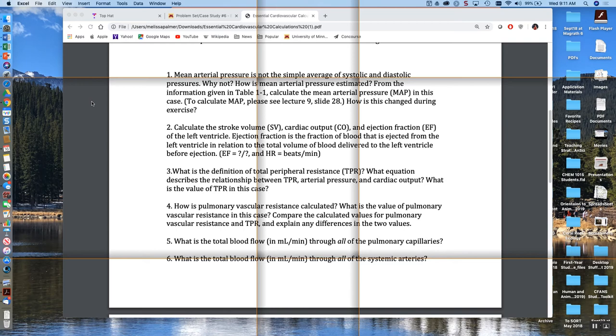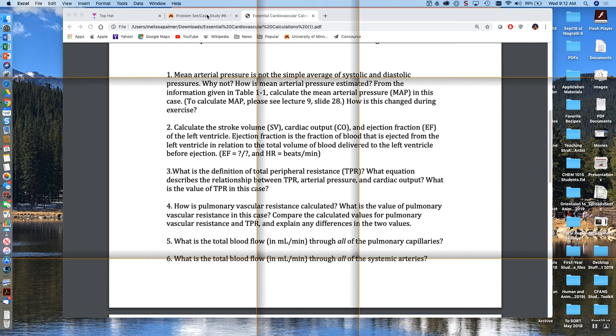Great question. We're going to leave it there. I'll let you mull around with these essential cardiovascular questions at home as well. We'll continue on. This isn't actually due until next Friday after we get through the vasculature section, so you have some time to work on it.